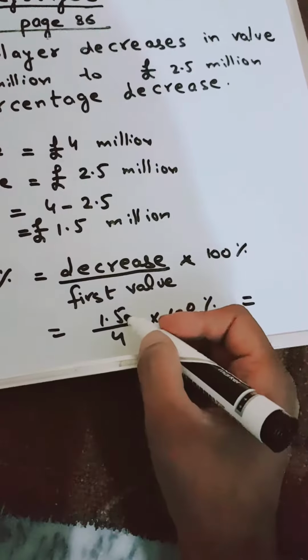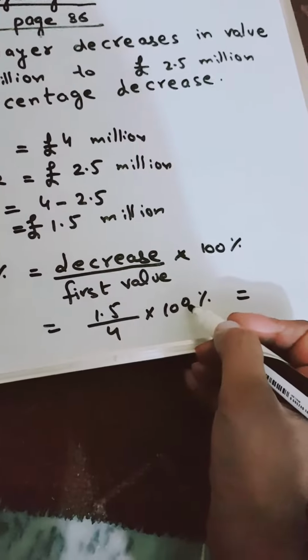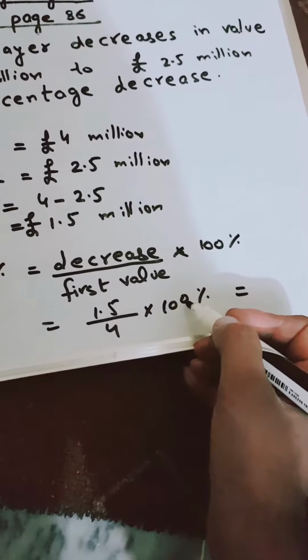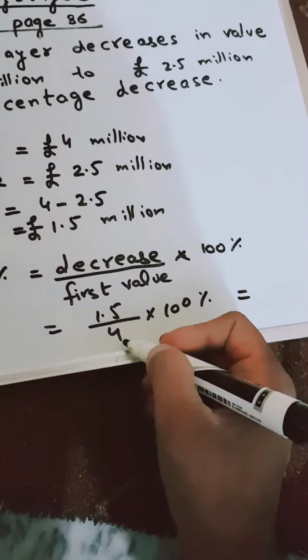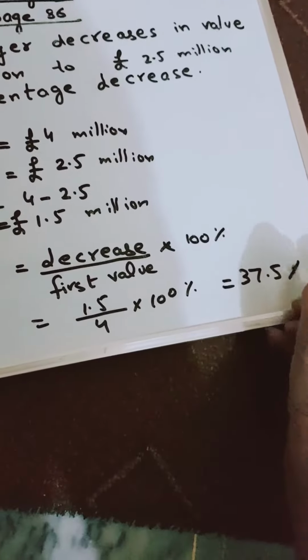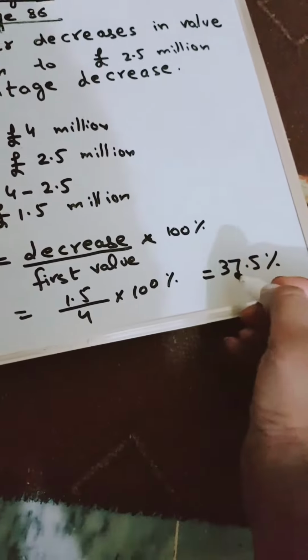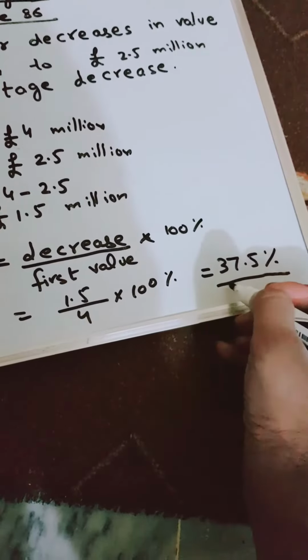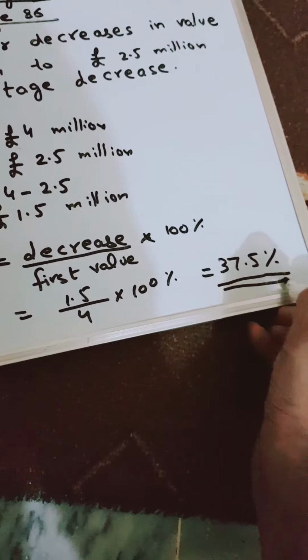If we multiply 1.5 with 100, we will get 150. And if we divide 150 by 4 using our calculator, we will get 37.5%. So this is actually the percentage which the question was demanding from us. Thank you.